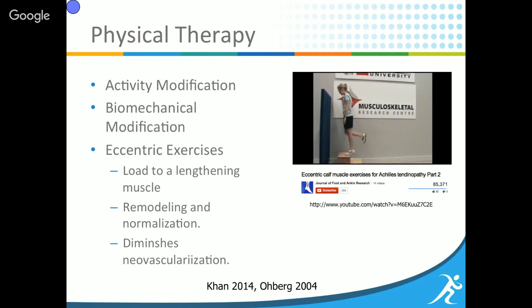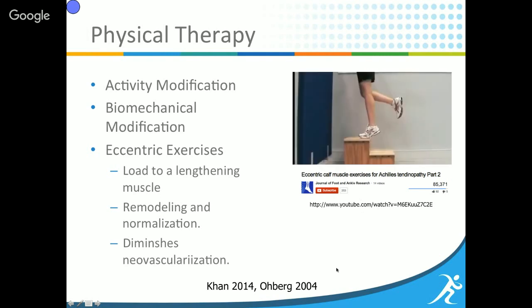Now, the keystone for treatment of tendinopathy is eccentric exercises, which is a careful application of a load to a lengthening muscle. Everyone knows the difference between a concentric and eccentric exercise, correct? A force through the muscle with the muscle shortening is a concentric exercise, but a force through the muscle with a lengthening muscle is an eccentric exercise, all right? This video right here, which of course I stole from YouTube, demonstrates a proper eccentric exercise for the Achilles tendon.